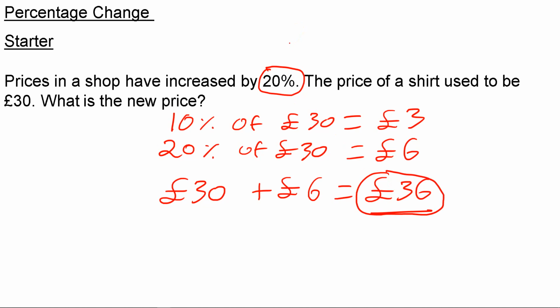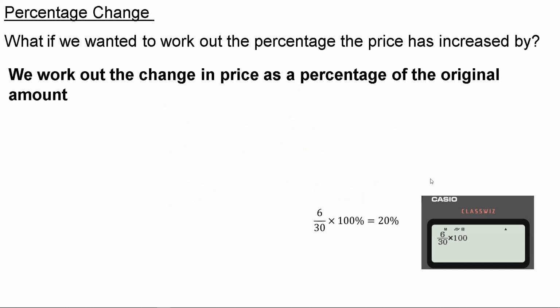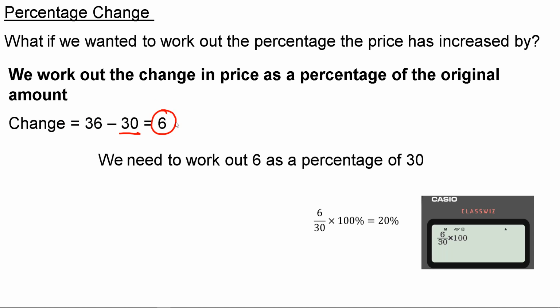But what if we were asked to work out by what percentage 30 has been increased by to get 36? That's what percentage change is. And to do this, you'd work out the change and then work out this change as a percentage of the original amount. The price of the shirt was originally £30, so that's the original amount. The change is 36 take away 30, which is 6, so we need 6 as a percentage of 30.